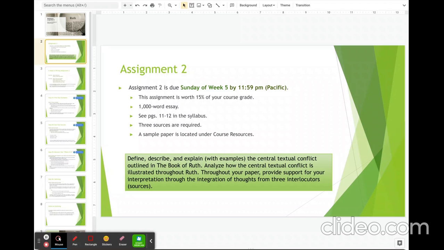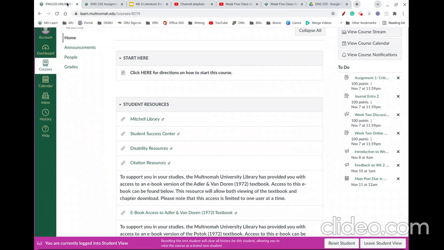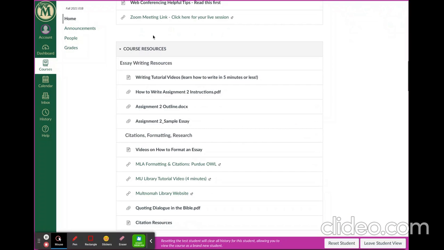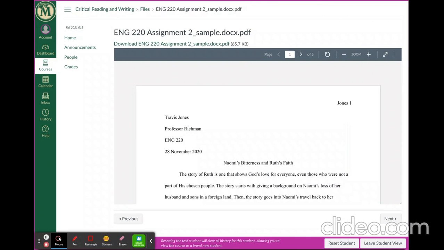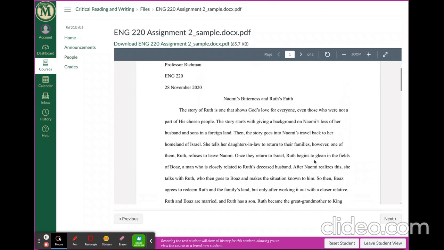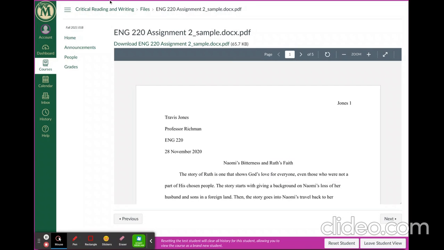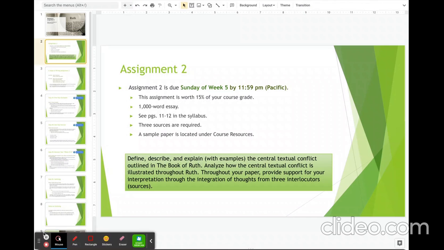All right, if you want to see a sample paper to get your mind around what this essay should look like, go to our course page and scroll down to where it says course resources. You can then click where it says assignment 2 sample essay, and you can see an example of an essay that a former student wrote in this course to help you see what I'm looking for, and the student did well on this assignment.